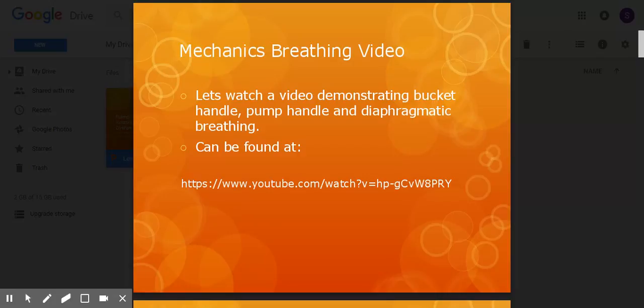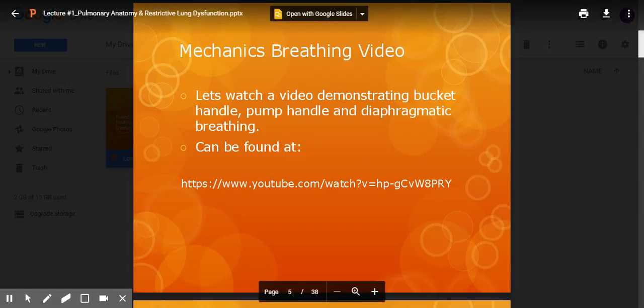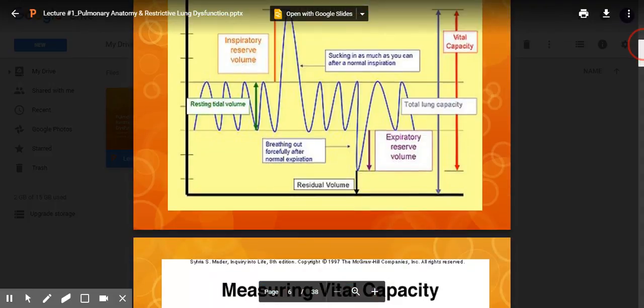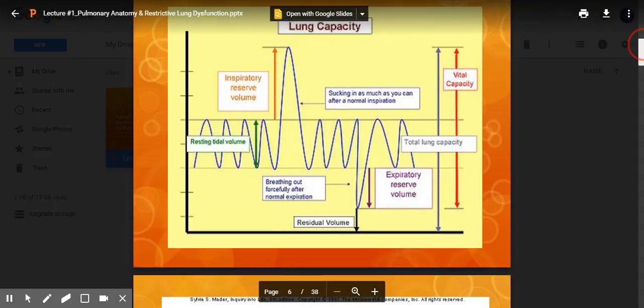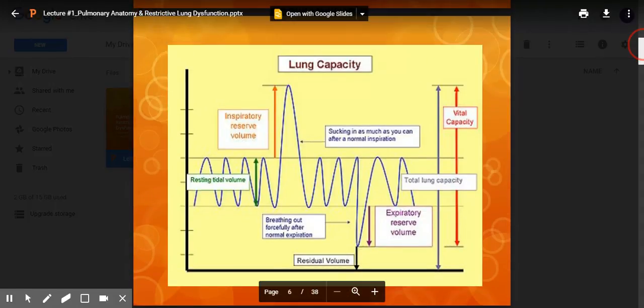Okay, hopefully you've had a chance to take a few moments and watch the 3D demonstration of the mechanics of breathing. I think it helps to see the dramatization of the movement of the bones and muscles, which help with breathing.